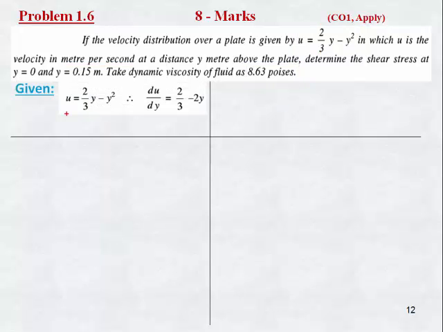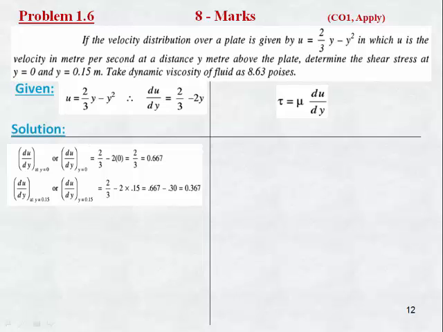As we already discussed, u equal to 2 by 3 y minus y squared, velocity as a function. Here we can differentiate: du by dy equal to 2 by 3 minus 2y. We know the formula tau equal to mu du by dy, where tau equal to shear stress, mu equal to dynamic viscosity, du by dy is velocity gradient. Next we are going to solve this problem. First we apply y equal to 0 and y equal to 0.15 meter in the above differentiated equation. So we find du by dy at y equal to 0 equal to 0.667, and also we apply du by dy at y equal to 0.15.